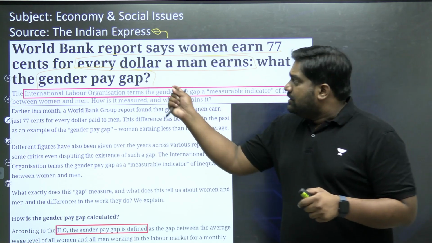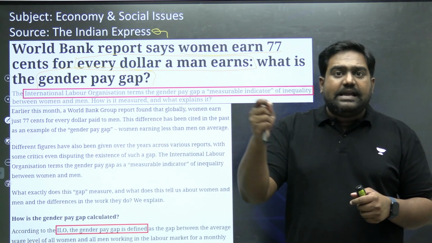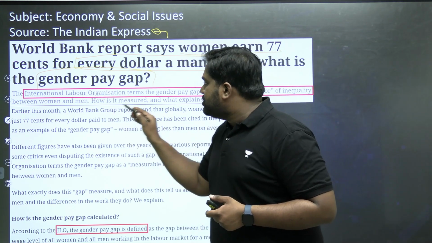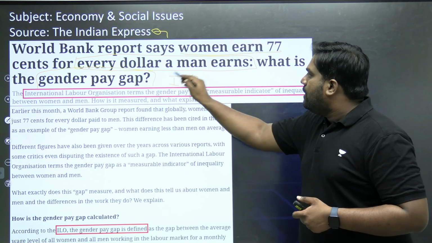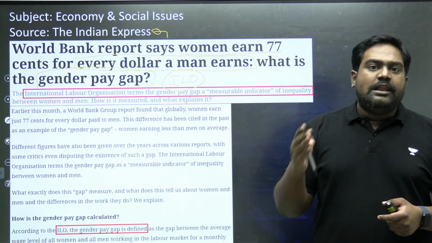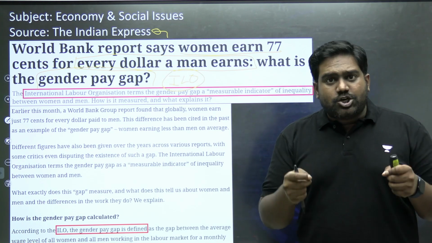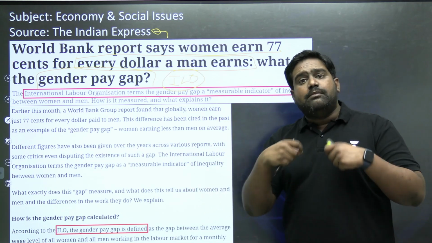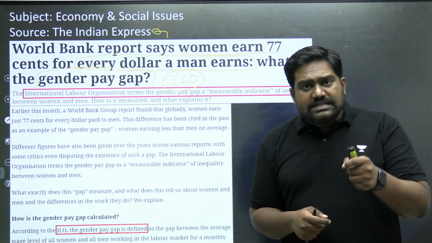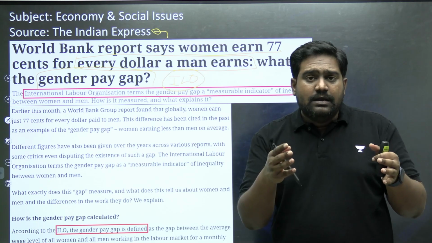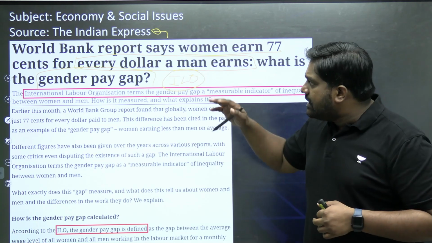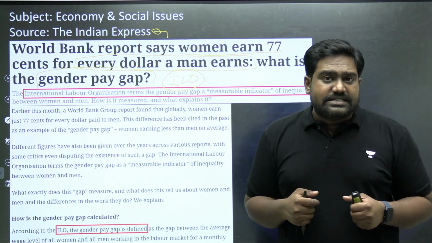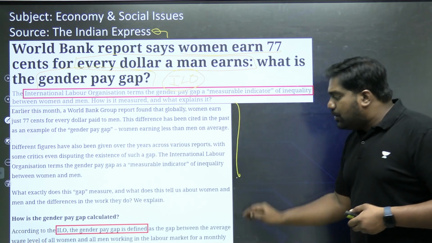Is that clear? This concept of gender pay gap was developed and defined by the International Labour Organization, the ILO. It is a measure of inequality. It is an indicator which can be measured, which can be quantified, and it tells you the wage difference, the gender-based gap with regard to the pay or the wages drawn by men and women workers in the labor market. So how is it measured?